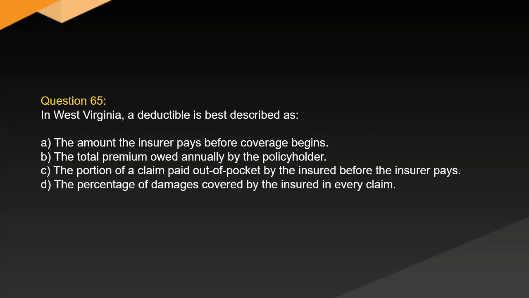Question 65. In West Virginia, a deductible is best described as: A. The amount the insurer pays before coverage begins. B. The total premium owed annually by the policyholder. C. The portion of a claim paid out of pocket by the insured before the insurer pays. D. The percentage of damages covered by the insured in every claim.